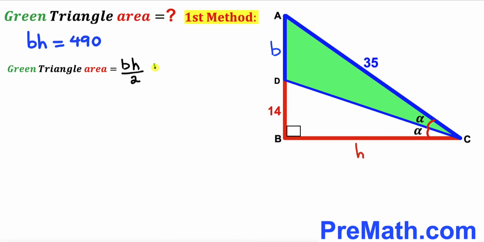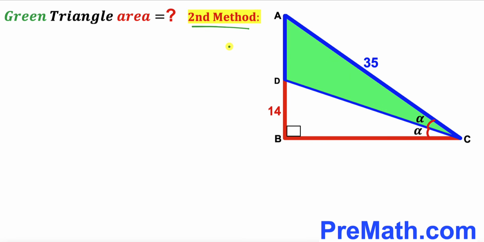Now let's recall this equation once again. The green shaded triangle area is equal to base times height divided by 2. We know our b times h value is 490, so I'm going to substitute that value over here. We can write 490 divided by 2, and that is going to give us 245 square units, the area of this green shaded triangle, by using the very first method.